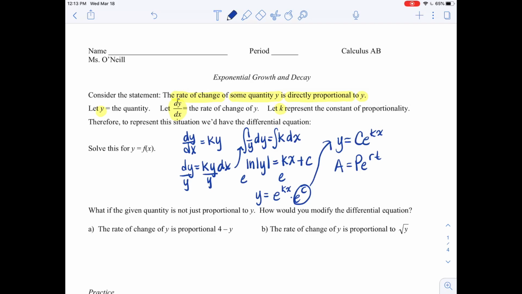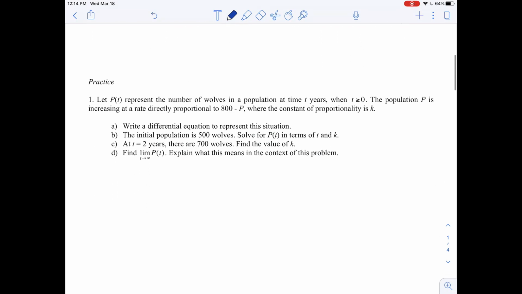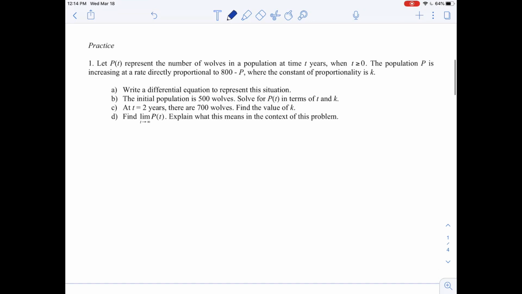So I want you to keep in mind, when you see something like this, the rate of change is directly proportional to something, know that that's always going to come out to be some sort of an exponential relationship. It may not always be P e to the rt. There might be an extra number added or subtracted onto that, but it can at least have a similar shape. Okay, so let's take a look at this first example.